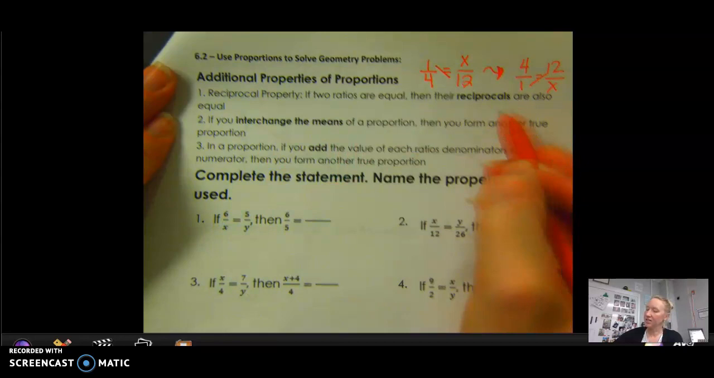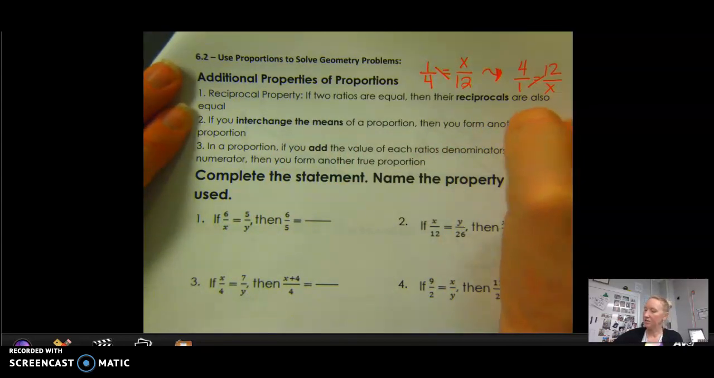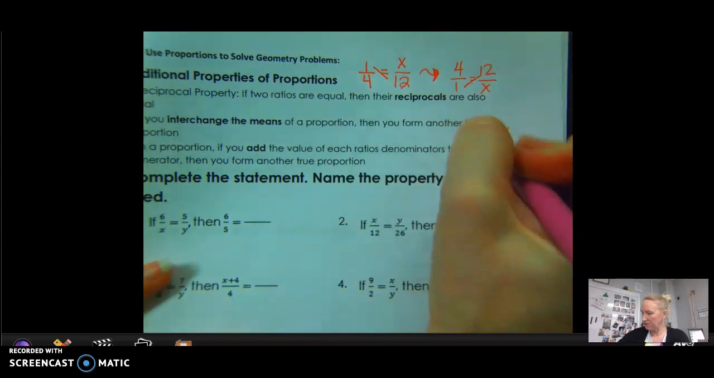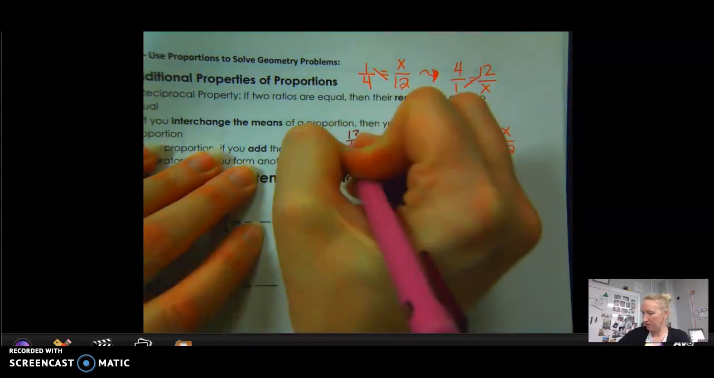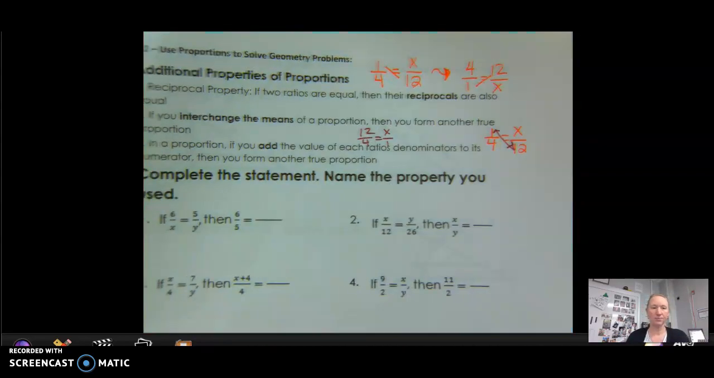If you interchange the means of a proportion, then you have another true proportion. So 1/4 equals x/12. Interchanging the means would be the numbers that are across from one another. So I could interchange that, make it 12/4 equals x/1. And that would still work.